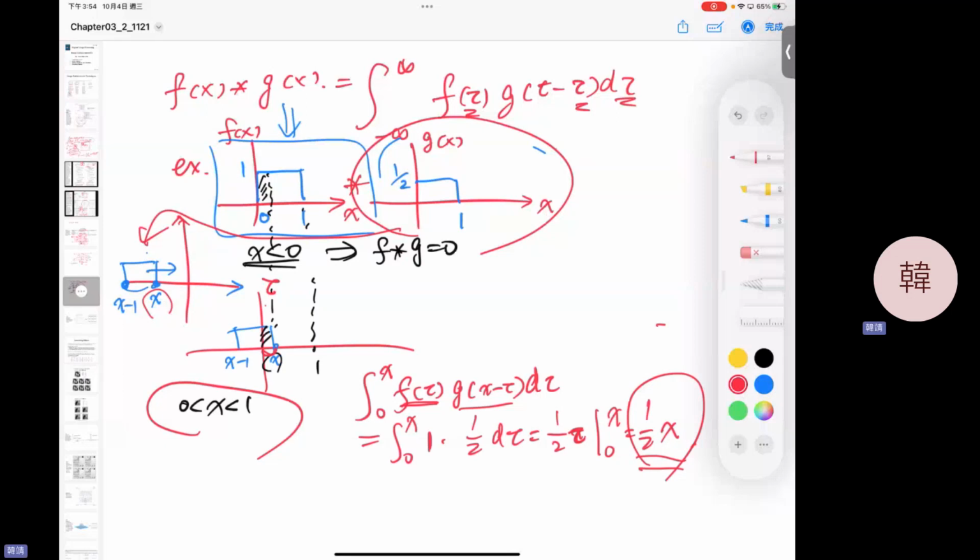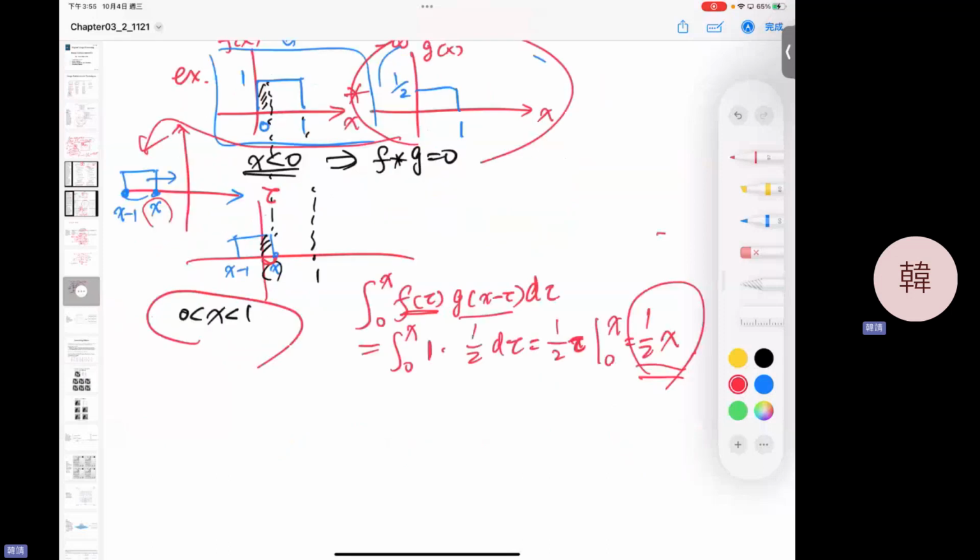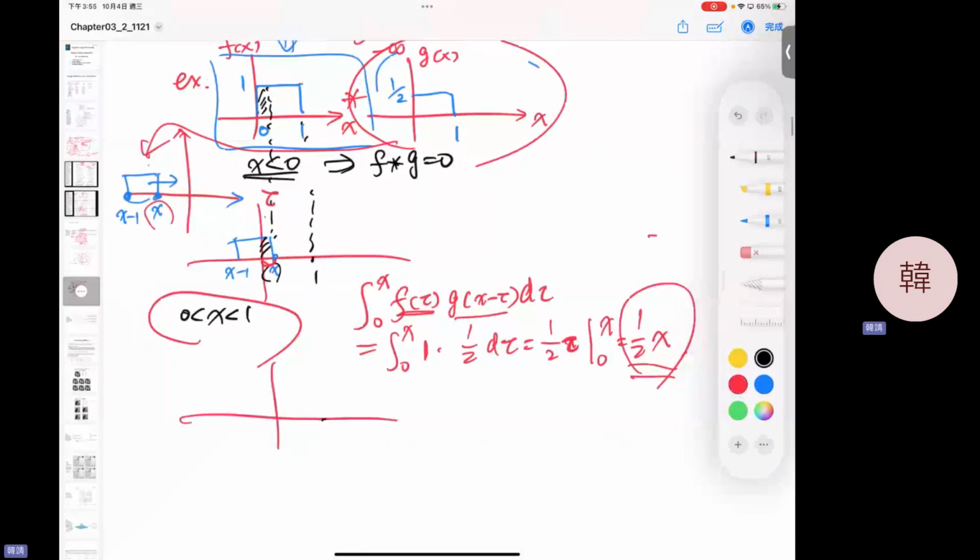So how about when your x is moving outside this rectangle? Let's see, keep moving, and this here is 1. So when x is here, which means x is here and x here. Here's x minus 1. So if you look at this area, they should be like this.